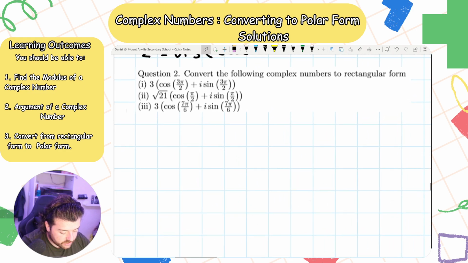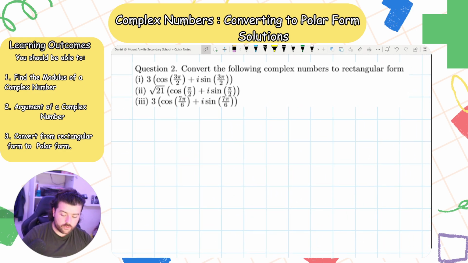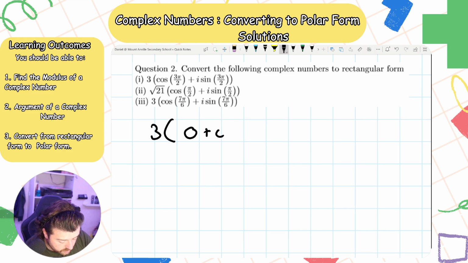Next question is very straightforward. Convert the following numbers into rectangular form. So all we need to do is evaluate it with our calculator. But the problem is you cannot just put all of this in your calculator because we have this pesky little I down here. So we need to evaluate my trig parts separately. So I have 3 times cosine 3 pi over 2, which is going to give me 0, plus I sine 3 pi over 2, which is going to be equal to minus 1.